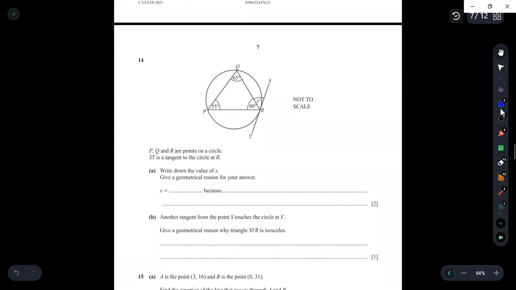Number 14, circle theorems. P, Q, R are points on a circle. ST is a tangent. Write down the value of x. Give a reason for your answer. Here is x, x is here.